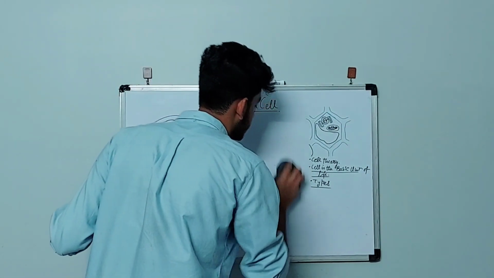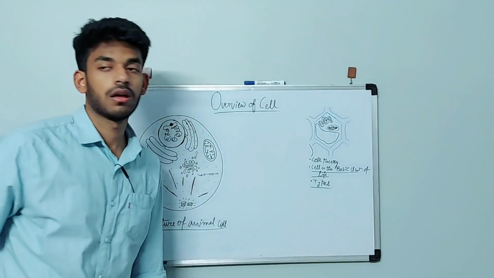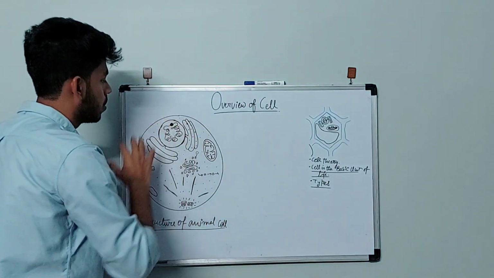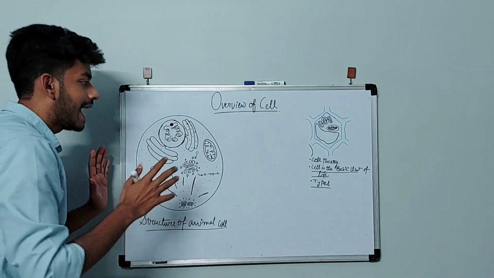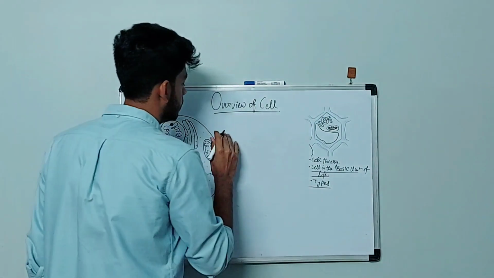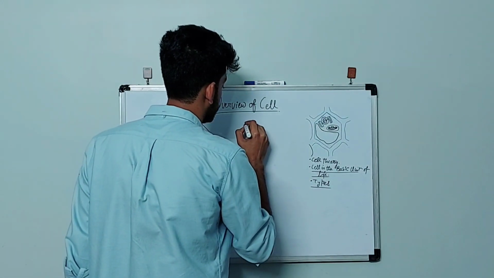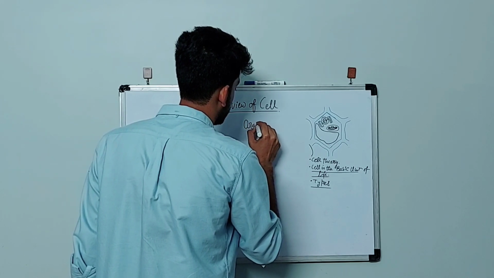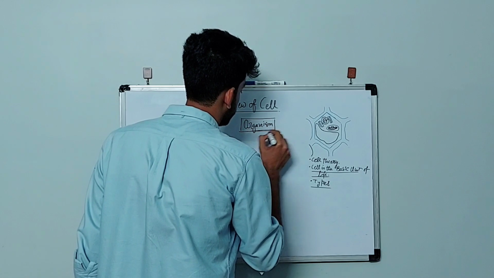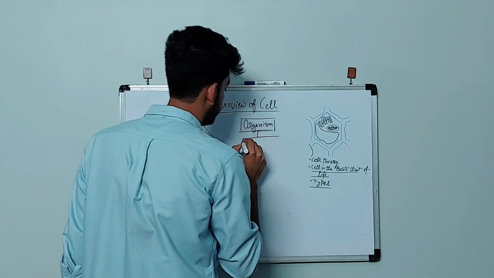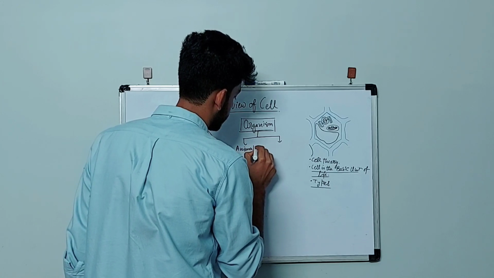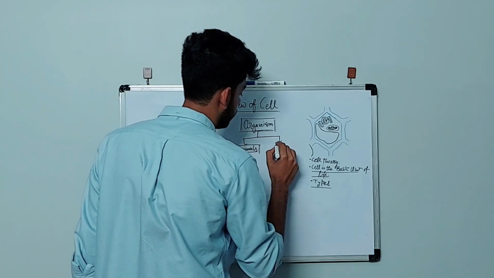So I have categorized cells: I have told that there are prokaryotic cells and eukaryotic cells. What I have drawn here is the structure of an animal cell. This is the perspective called organisms. I am differentiating cells on the basis of organism. So there will be animal cells, and there will be plant cells.